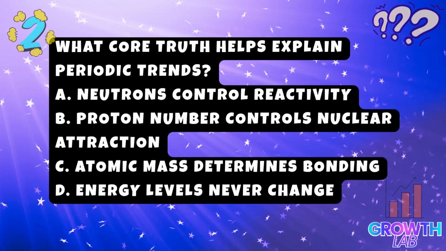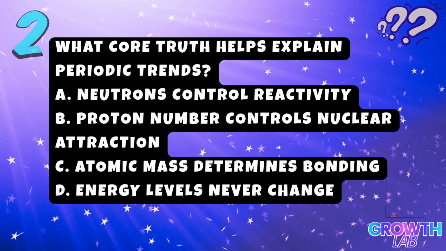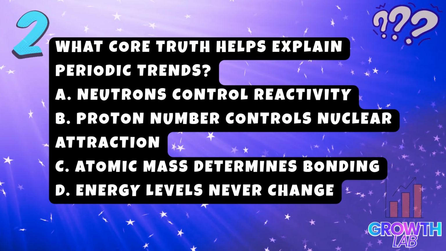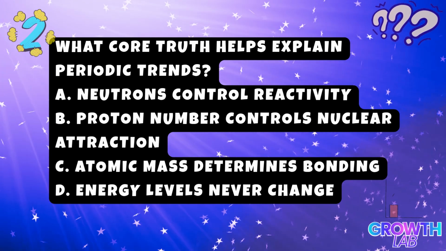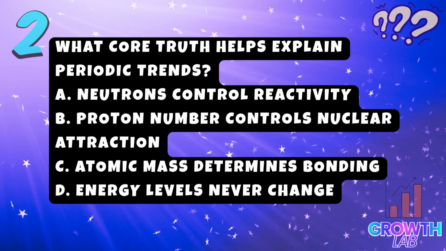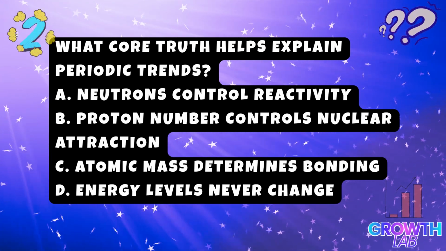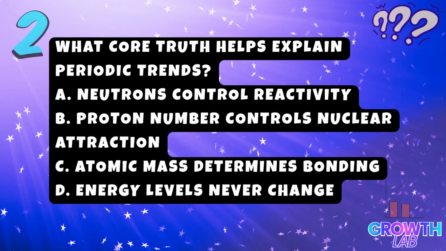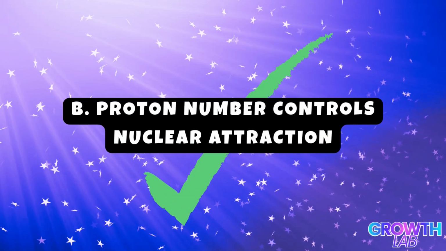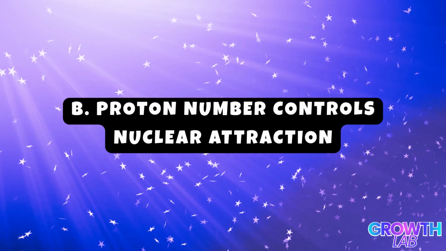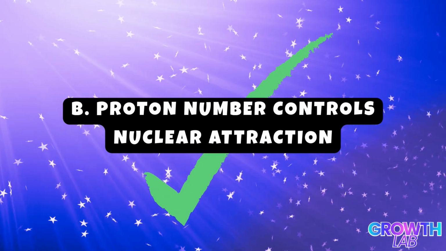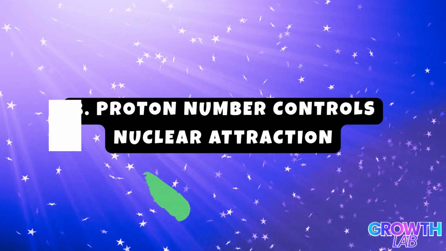Question 2. What core truth helps explain periodic trends? Answer options are: Option A, neutrons control reactivity. Option B, proton number controls nuclear attraction. Option C, atomic mass determines bonding. Option D, energy levels never change. Correct option is option B, proton number controls nuclear attraction, because nuclear pull shapes chemical behavior.